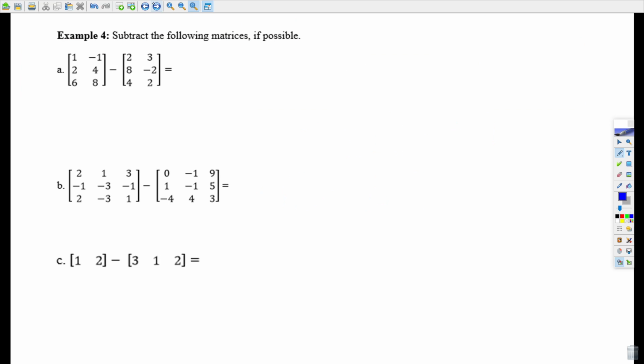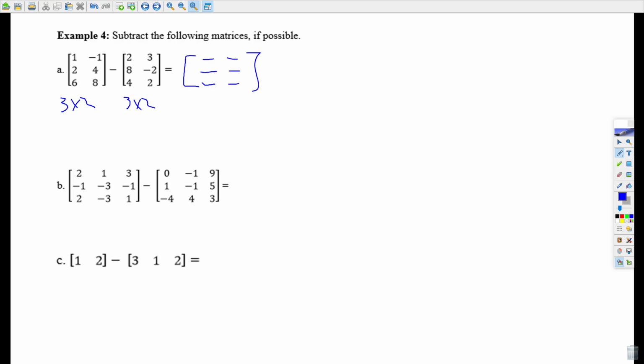So let's try some of these. Subtract the following matrices if possible. So let's see. Can we subtract these two? This is a 3 by 2. This is also a 3 by 2. As long as they have the same dimensions, we're good. And it's going to be a 3 by 2 out. So 1, 2, 1, 2, 1, 2.